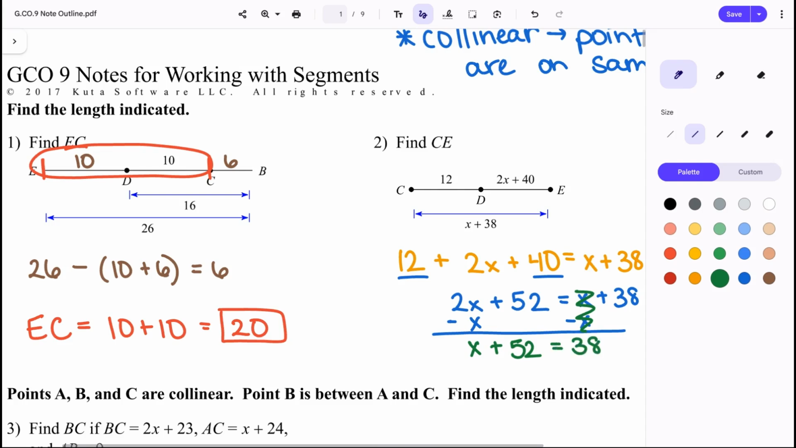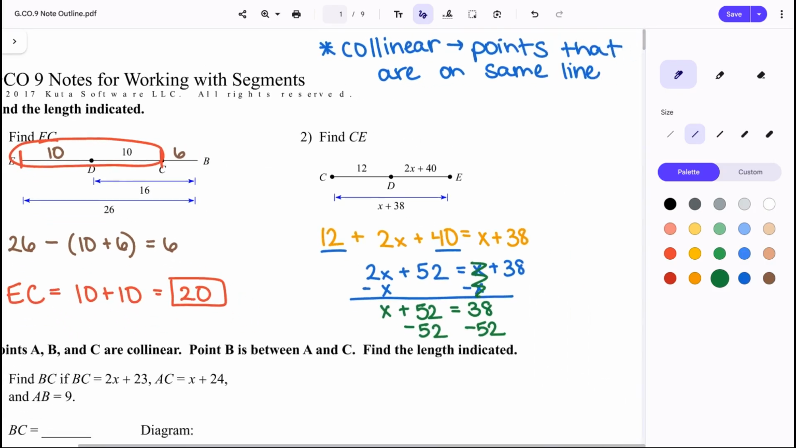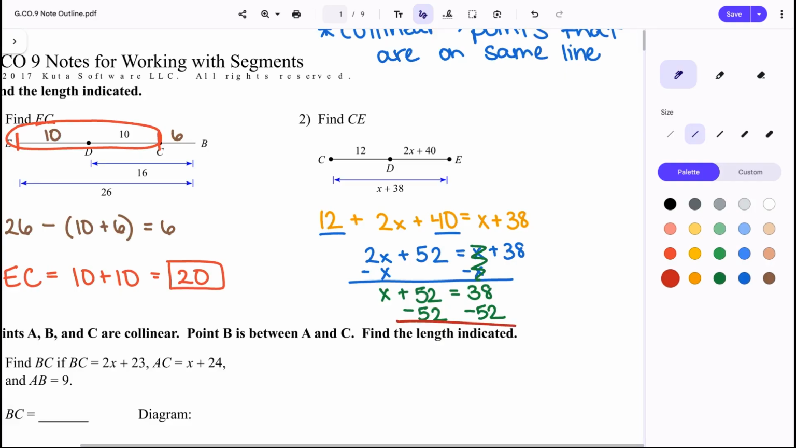What would you guys do next? Subtract 52. Good. Okay, I'm going to squeeze this in over here. So if I subtract 52, I'm left with x, and then 38 minus 52.